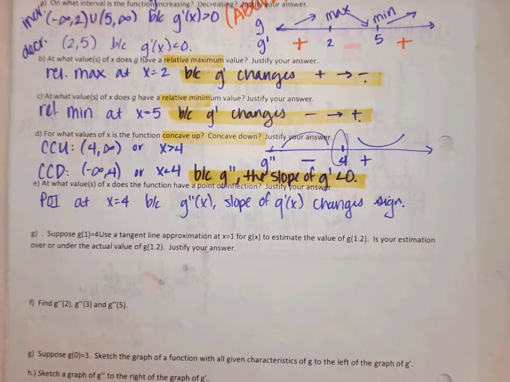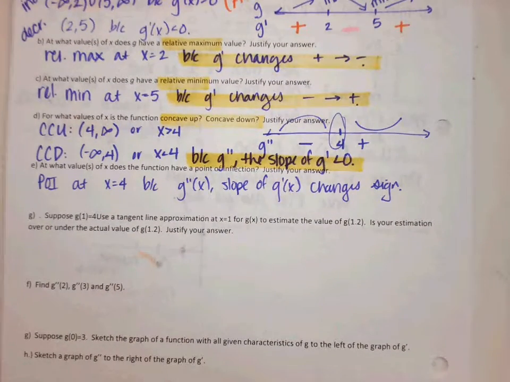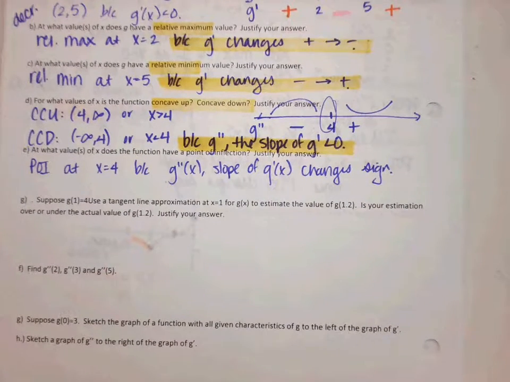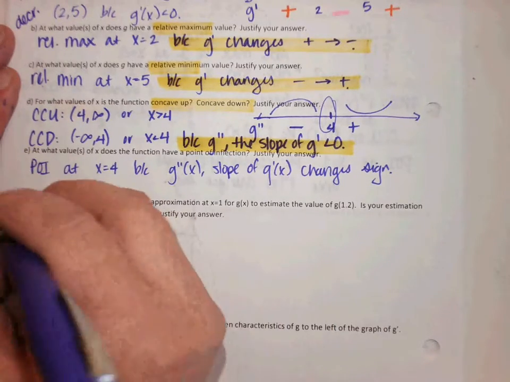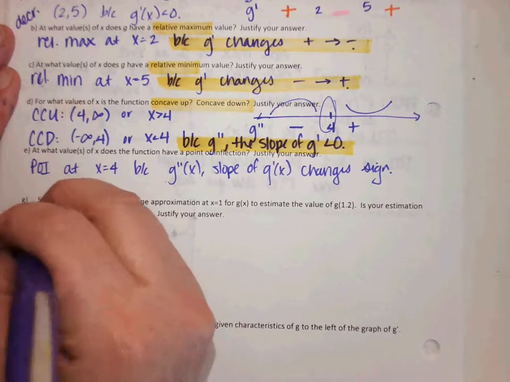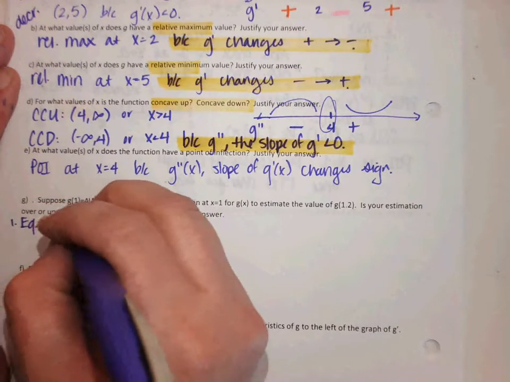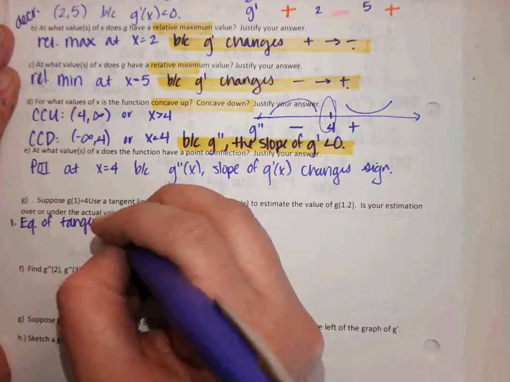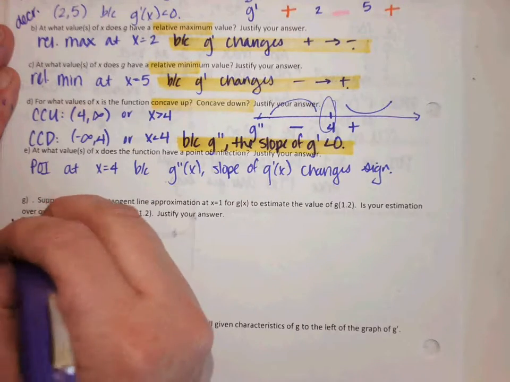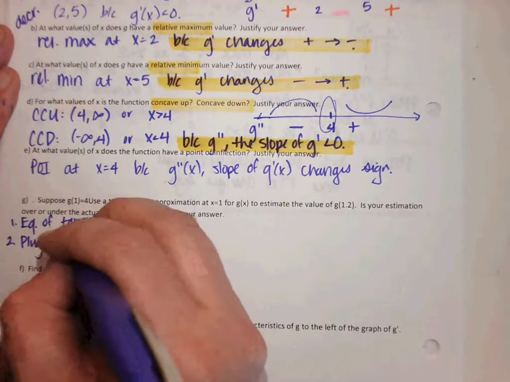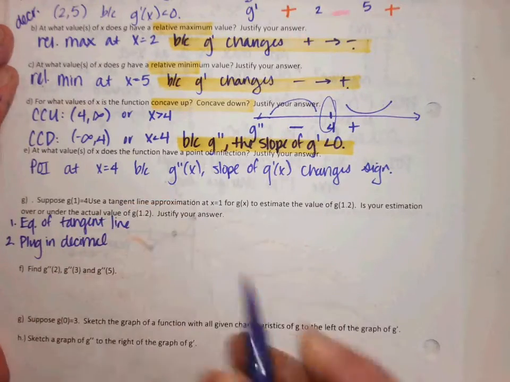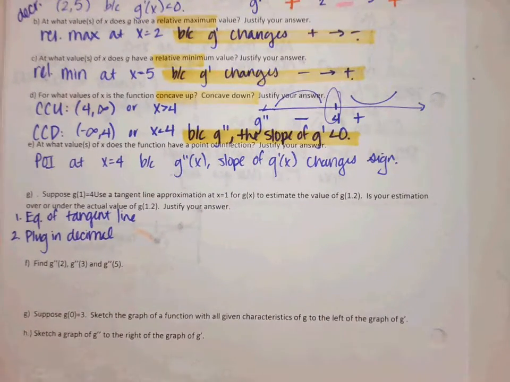Okay, look at letter G. Suppose g of 1 is 4. Use a tangent line approximation at 1 to estimate the value of g of 1.2. So remember, when you're doing this, step number 1, you're going to write the equation of the tangent line. And then step number 2, you're going to plug in the decimal that they gave you. We haven't done one of these in a while, but they do these a lot on this type of question.